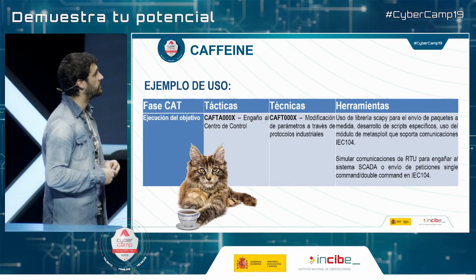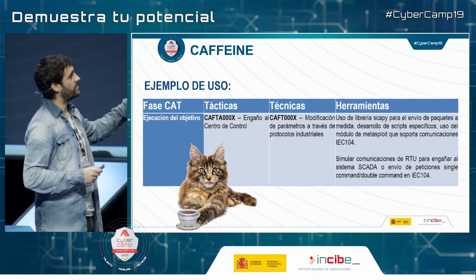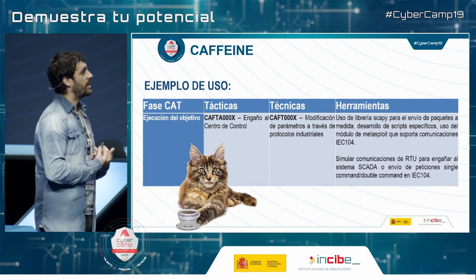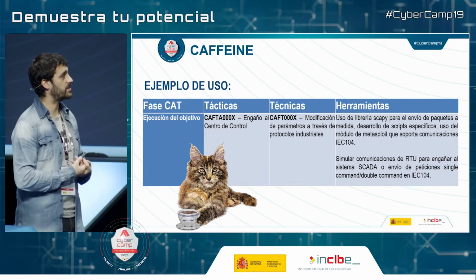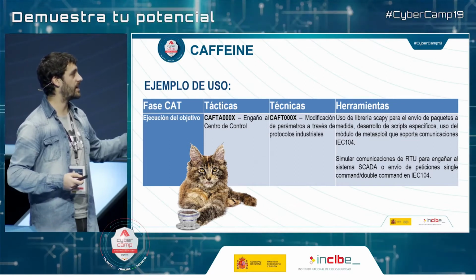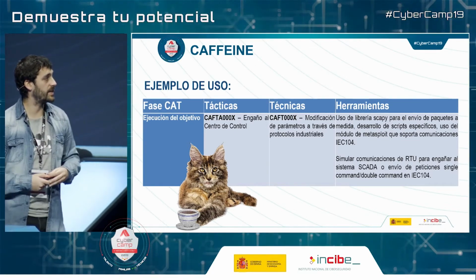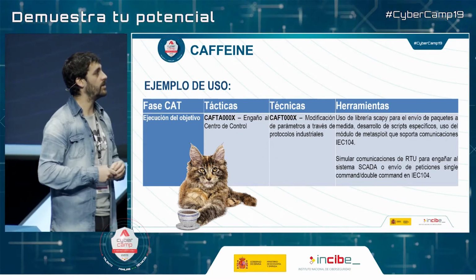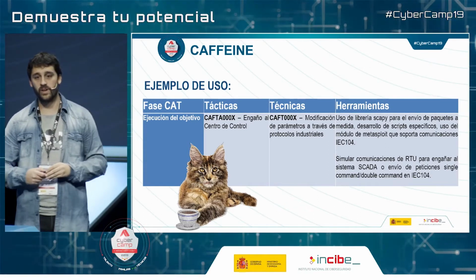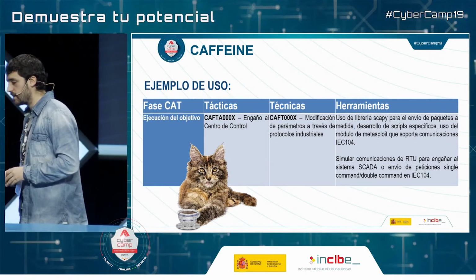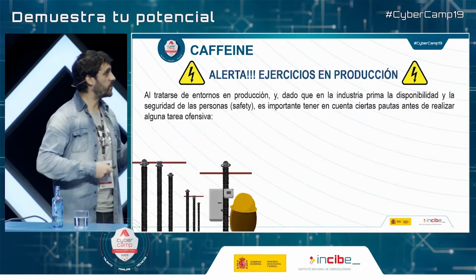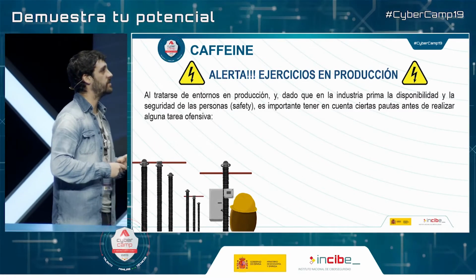How can I represent all these? Well, here we have the CAT stage, which is the execution of the objective, the tactic, which is a trick to the control center. How am I going to do it? I will use modification of parameters through industrial protocols, and then I can use some tools such as simulating communications with the remote unit using escape methodologies with IEC 104, or simulating communications of an RTU in order to trick the SCADA system, in order to interact with the master.